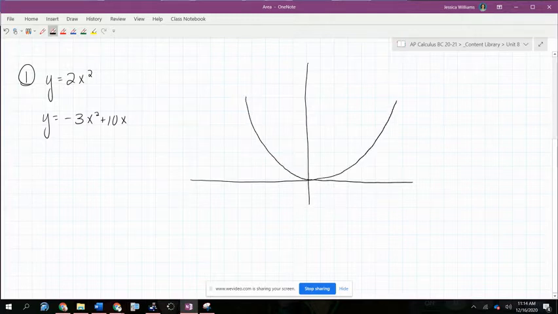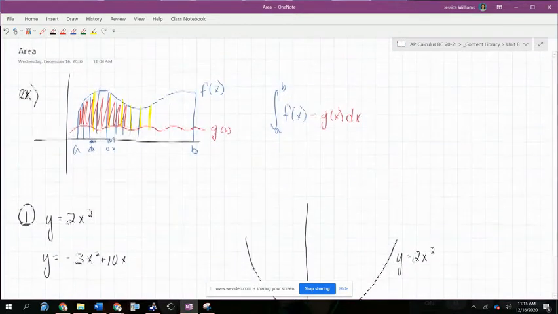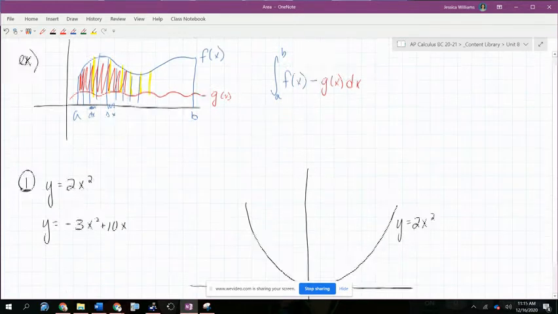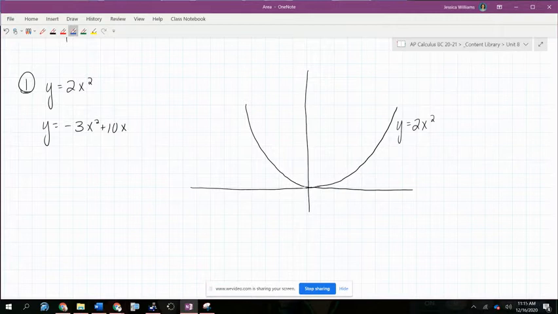So here's 2x squared. And the other one, I know it's upside down because it's negative. It's also a quadratic. Actually, I'll do this a different way. You're going to like this better. We need to know where these two things intersect so that we can set bounds for our area. So let's just do it that way. We're going to find where they intersect by setting them equal. So I need negative 3x squared plus 10x to equal 2x squared.